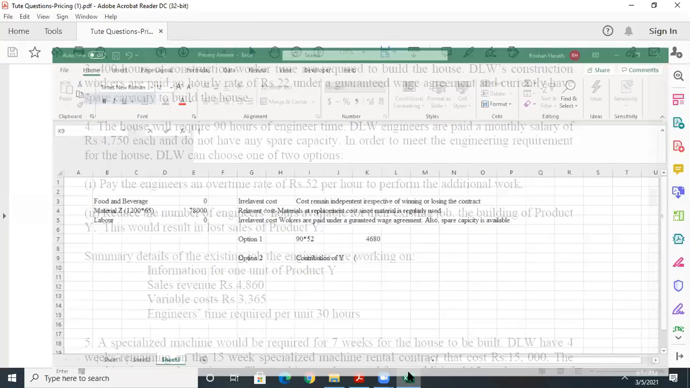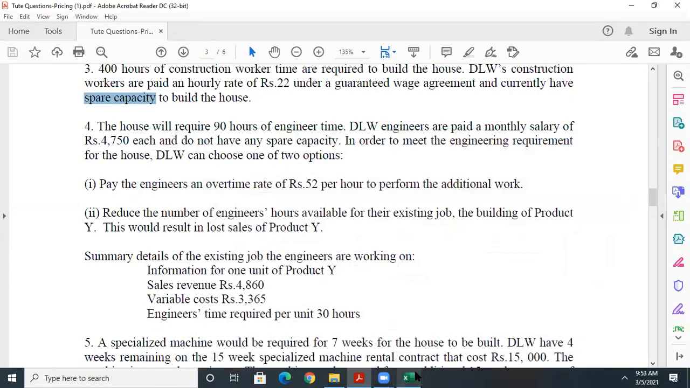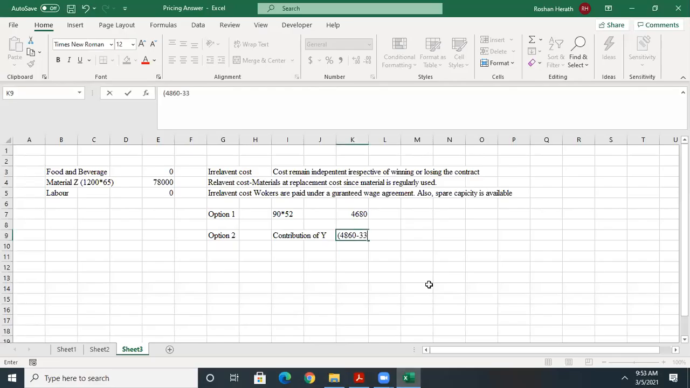There you have sales revenue 4,860 minus variable cost of 3,365.